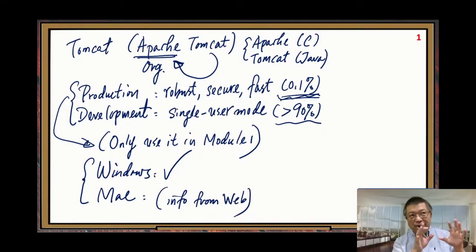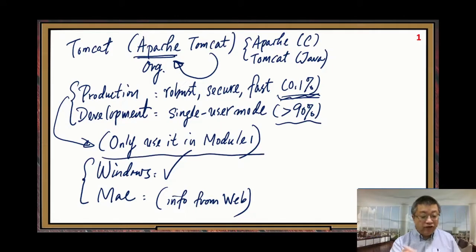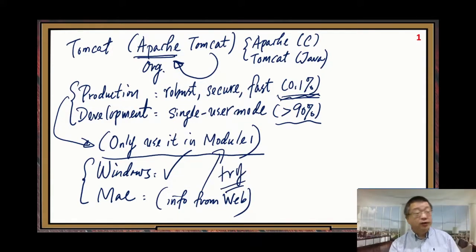Try to fix it. But I also want to say, for the production way to run the Tomcat, you can try your best in your Mac. If you cannot figure it out, it's not a big deal.